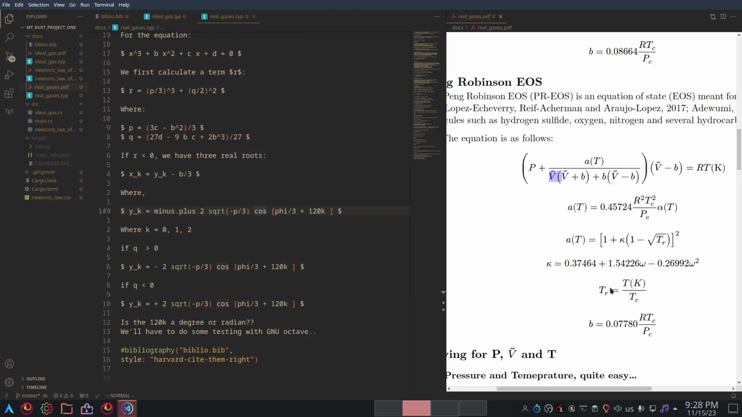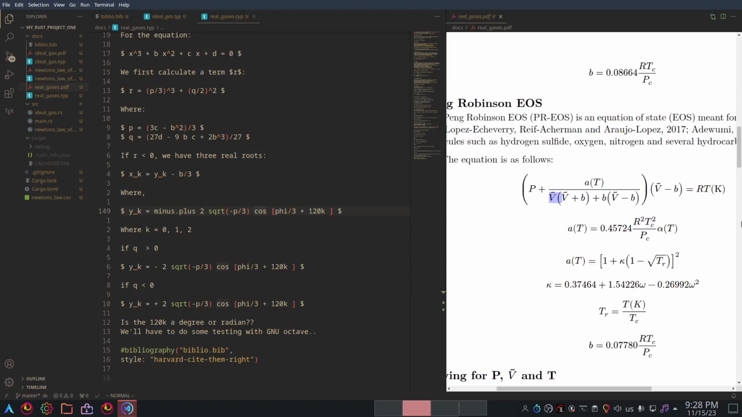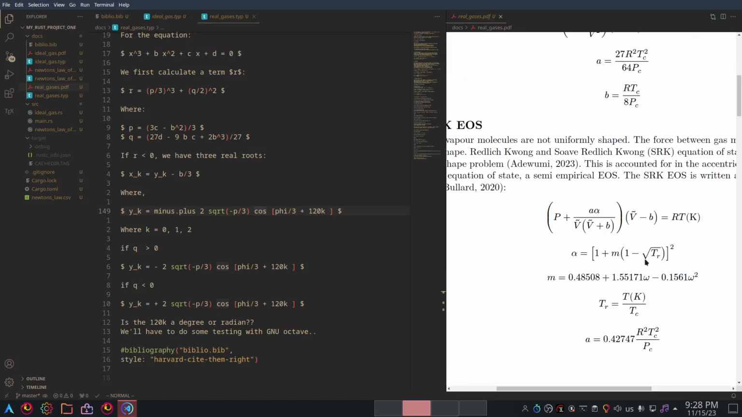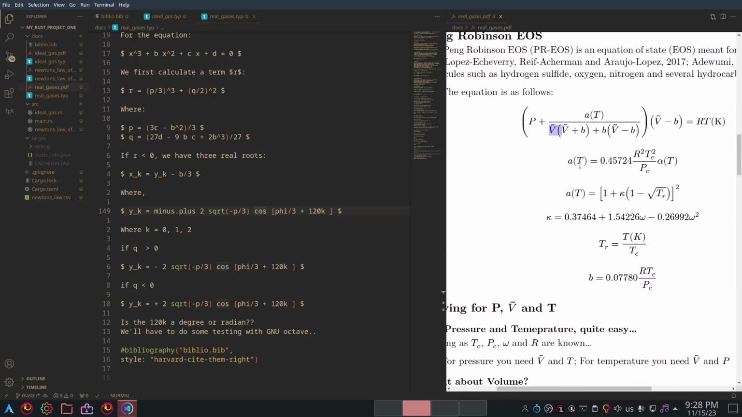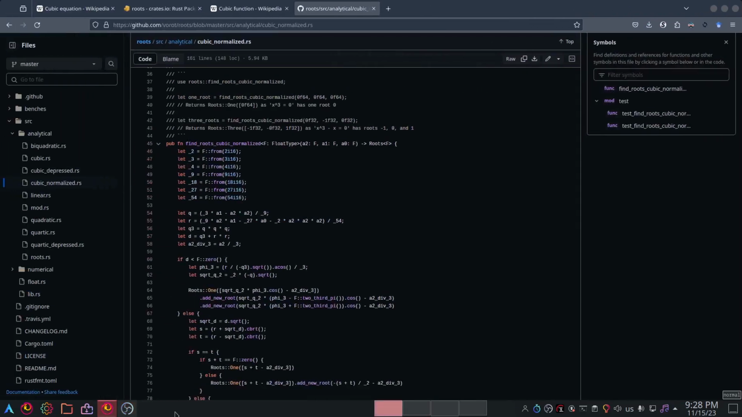So you can see here, well, it's unlike what was here before. Okay, yeah, you can see here basically that, hold on.